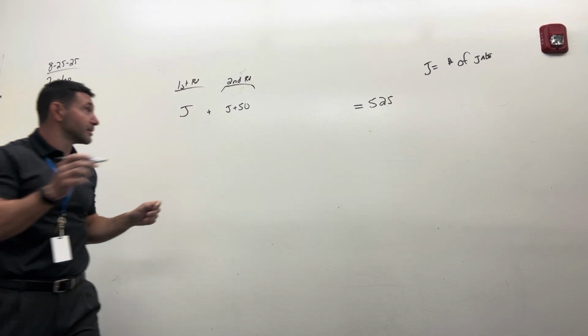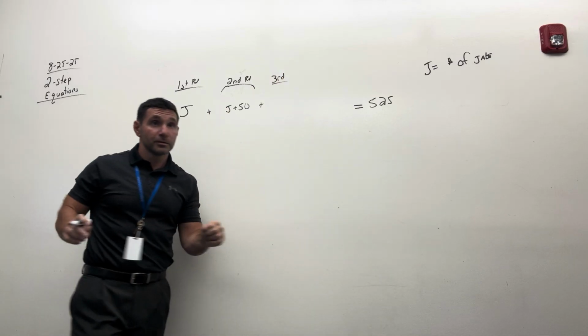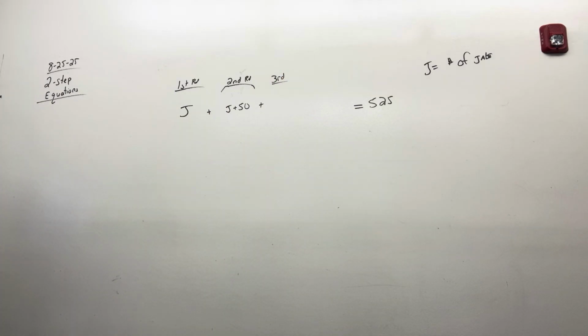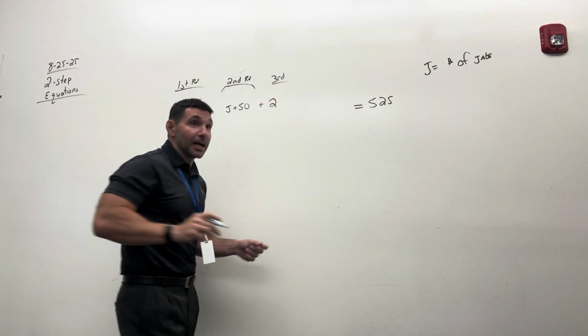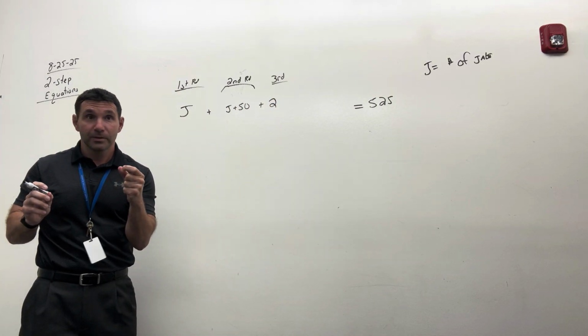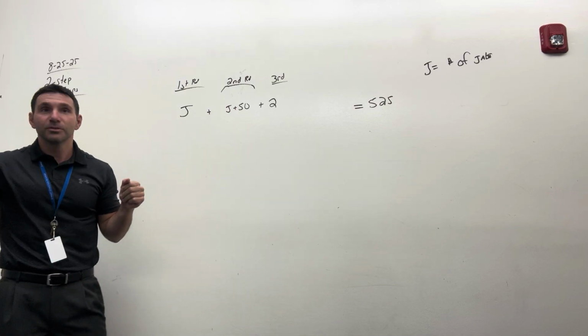What does the third round say? He threw twice the number of jabs. What does twice mean? Multiply. Times 2. So it's going to be 2 times what though? Twice the number of jabs in the first round. So 2 J. 2J.